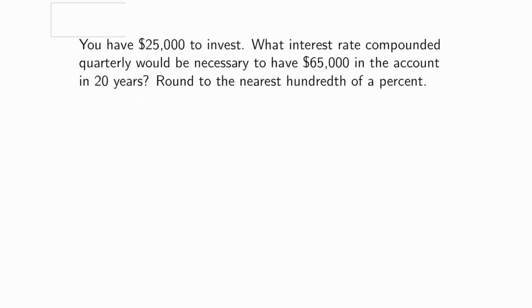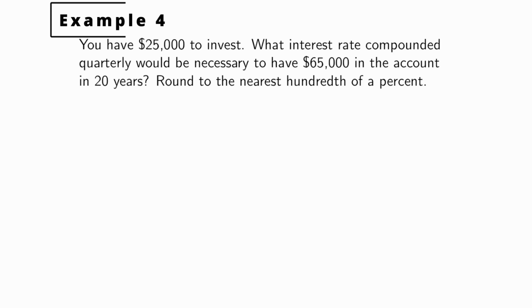years. Example 4. You have $25,000 to invest. What interest rate compounded quarterly would be necessary to have $65,000 in the account in 20 years? Round to the nearest hundredth of a percent. Now, if this was continuously compounded interest, and it's not, it says compounded quarterly, it would be a similar problem to the one we just did. But because it's not, it's going to end up being more of solving a polynomial equation.